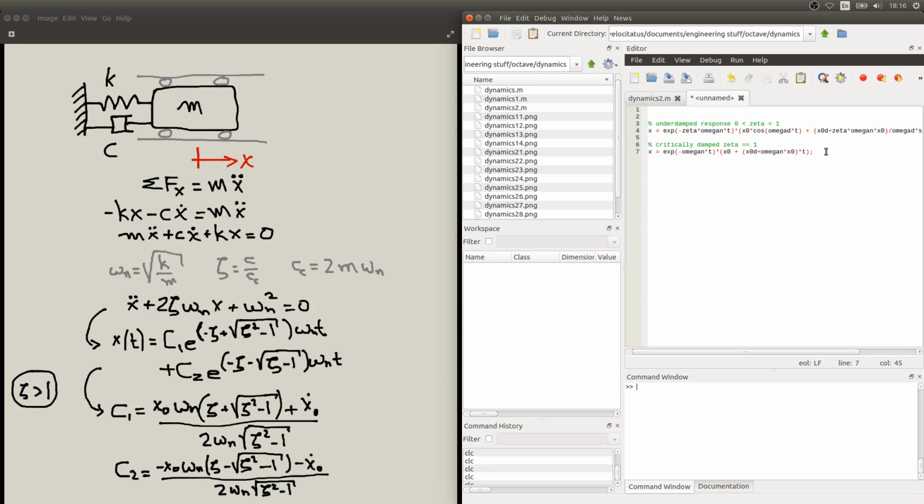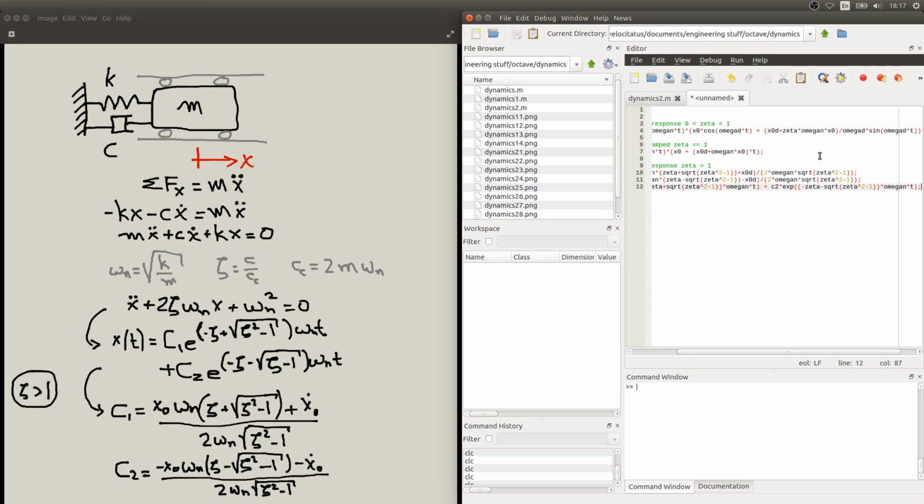And finally, we have the case with zeta greater than 1, or the overdamped response. So zeta greater than 1, and I'll just copy the response here to save us some time. Now that we have these three expressions here, we need to find a way to check which one we are going to use, and that obviously will depend on the value of zeta.